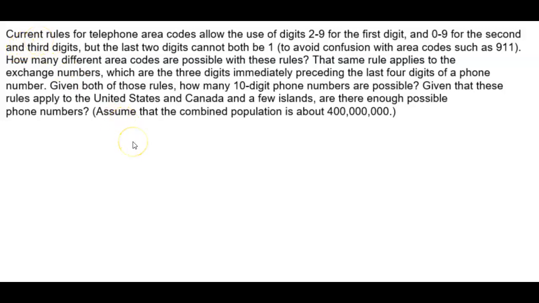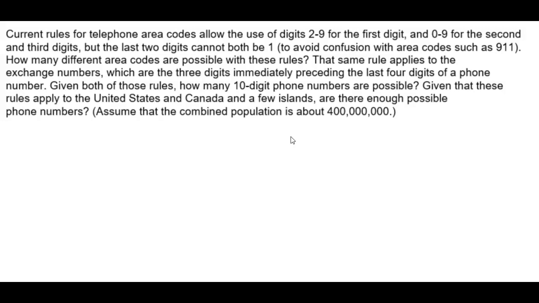Current rules for telephone area codes allow the use of digits 2 to 9 for the first digit and 0 to 9 for the second and third digits, but the last two digits cannot both be 1, so as to avoid confusion with codes such as 911. So how many different area codes are possible with these rules?